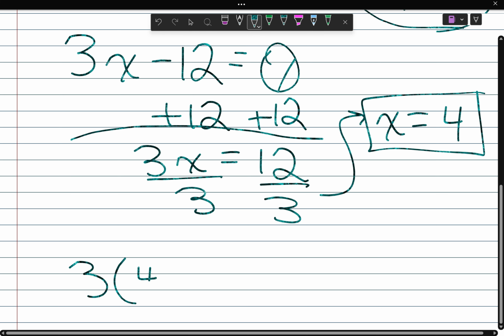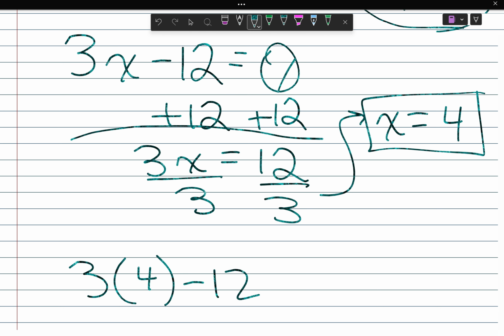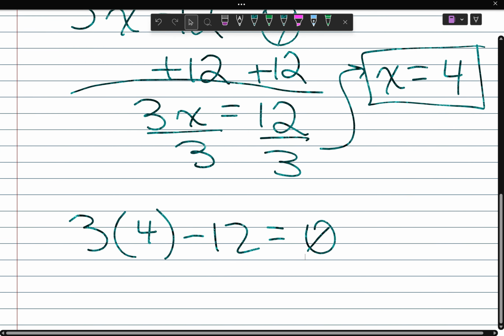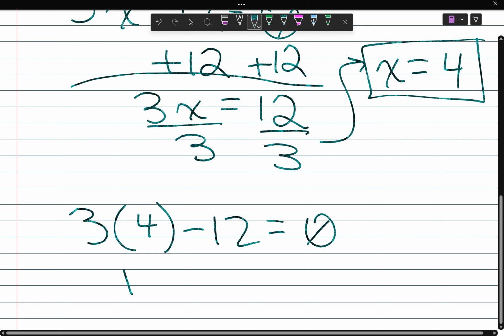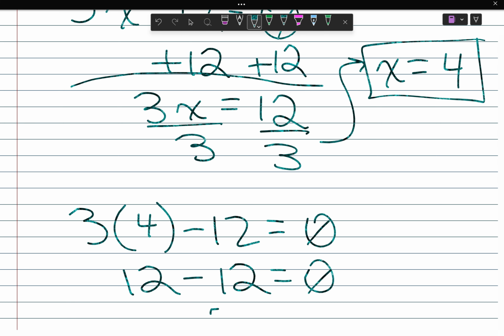All right, our next example, 3 times 4 minus 12 is equal to 0. This example shows us that when we plug in, we'll get 12 minus 12 is equal to 0, and 0 is equal to 0, which is an identity. So that shows us that our answer x equals 4 is correct.